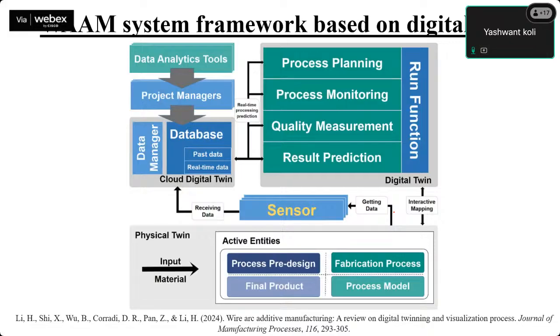In WAM, the digital twin must address multi-step processes, refinement, and real-time monitoring. You can see here the framework is aligned like this: process planning, process monitoring, quality measurement, and result prediction. I've already discussed these things in the first slide itself. So how is the digital twin affecting smart manufacturing, and how is it affecting the WAM system? That is the main output of this slide.